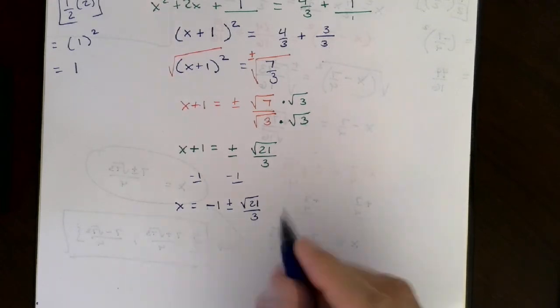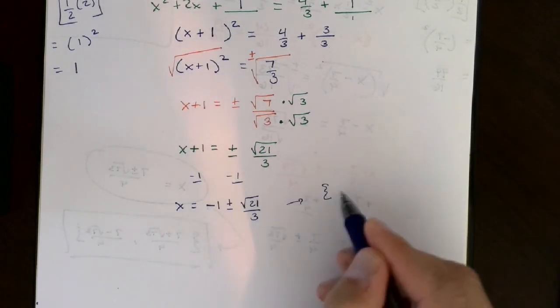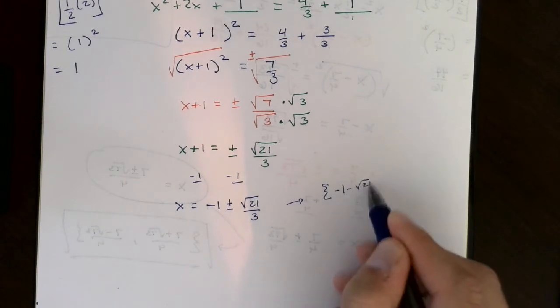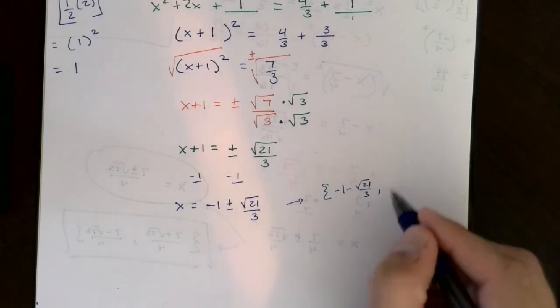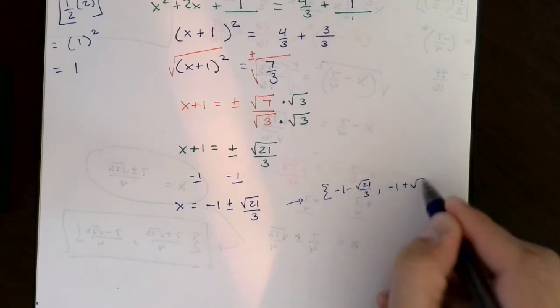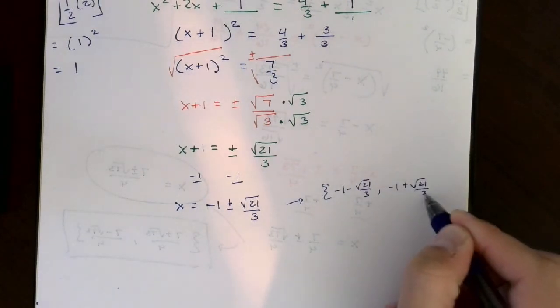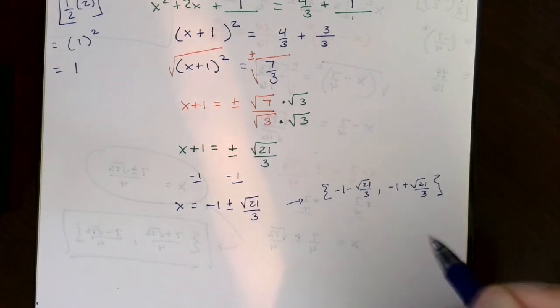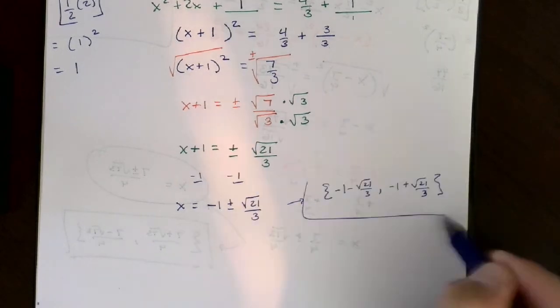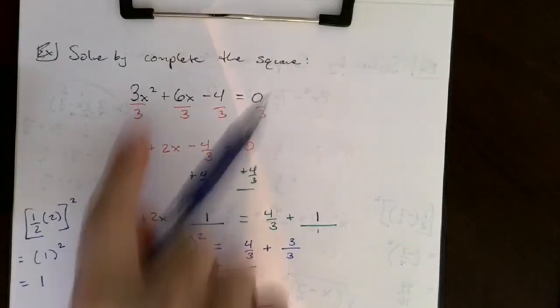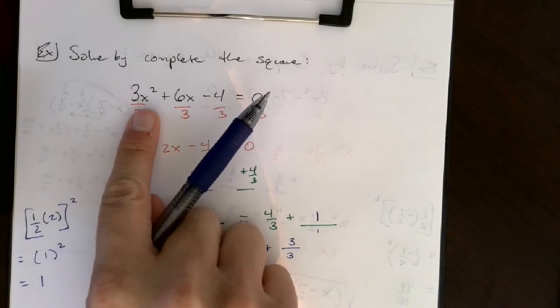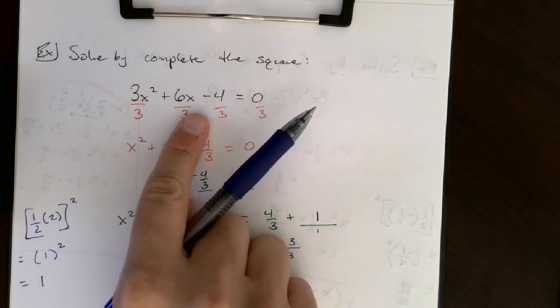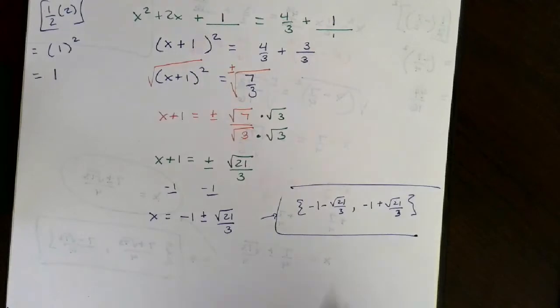So this is two answers. This is a solution. The two answers are negative 1 minus the square root of 21 over 3, and negative 1 plus the square root of 21 over 3. Remember that the 3 is just under the square root of 21, it's not under the negative 1. And so that would be your solution: two answers that make this original equation true, keeping in mind that this wouldn't have factored nicely. And you can tell that because if it was going to factor nicely, you would have gotten integer solutions down here, which we didn't.